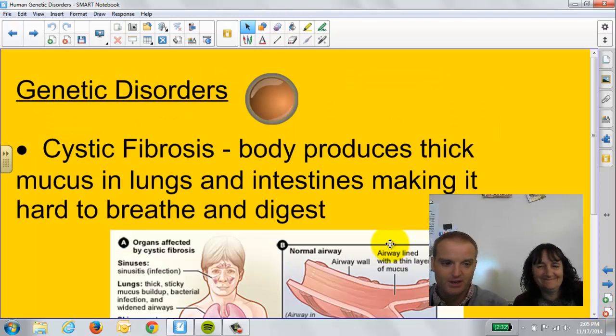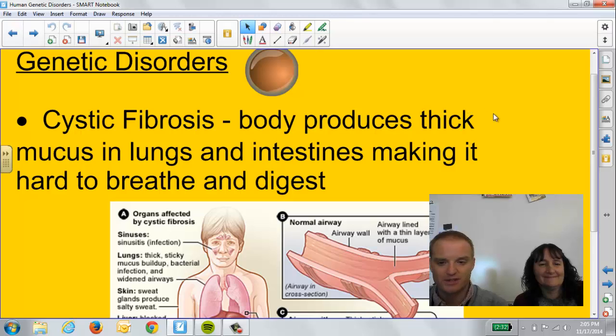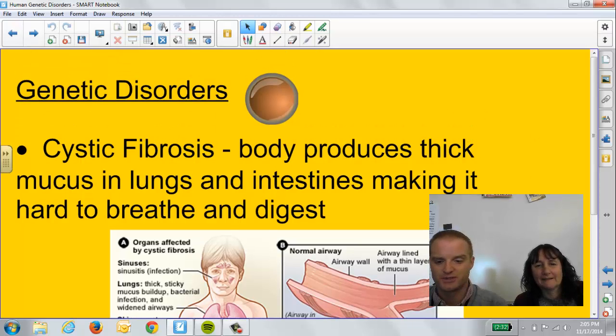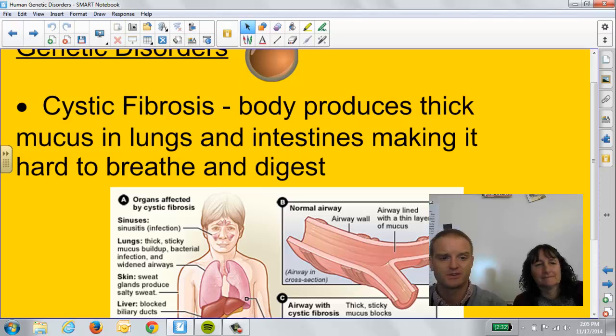And so I'll let Mrs. Froman start with the different types of genetic disorders. These are some specific types, and we'll talk about the symptoms that come from these different disorders.